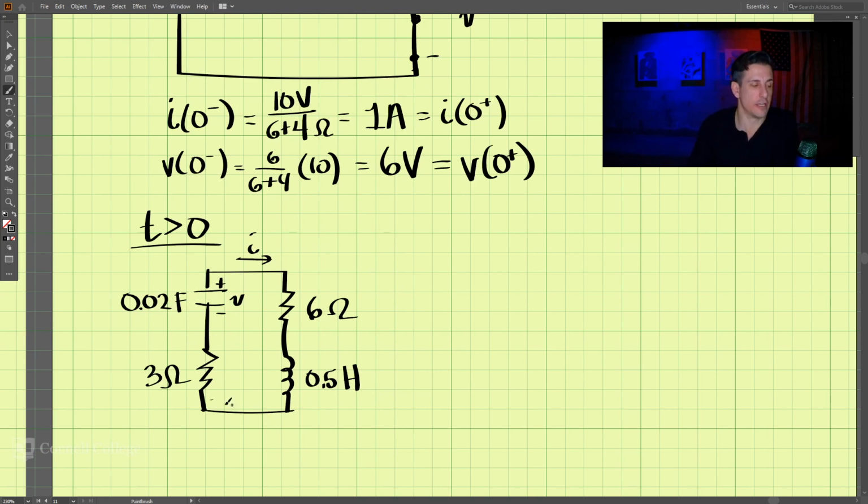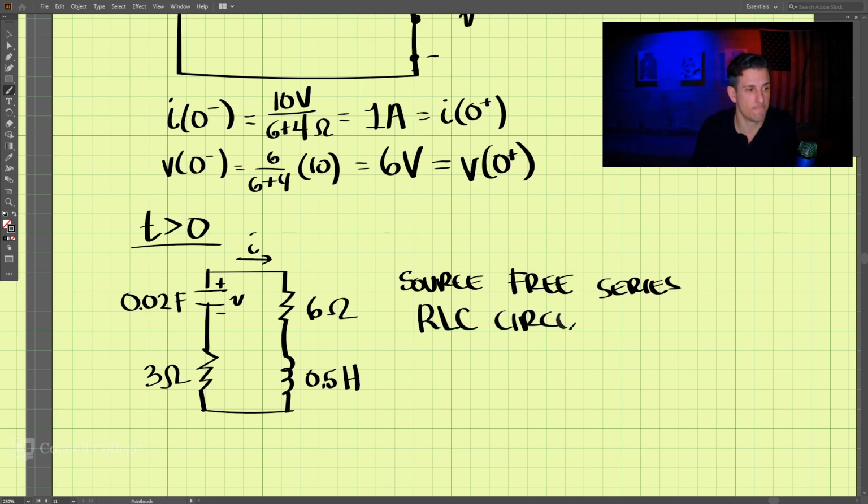Now we have this circuit, and we need to analyze it. And this becomes a source-free series RLC circuit. So there's no source, and everything is in series. And we can combine these two resistors because they're in series, so that's 9 ohms.